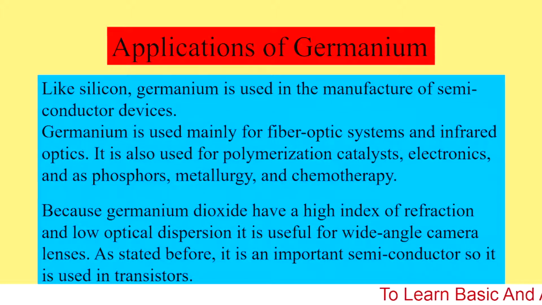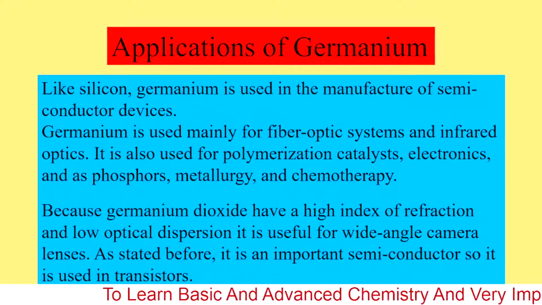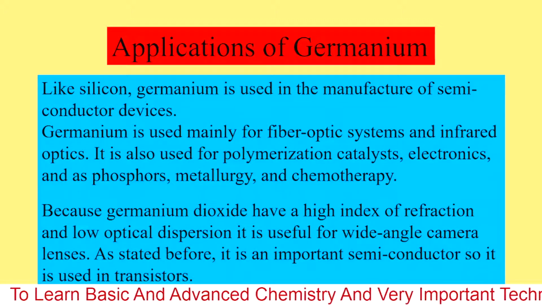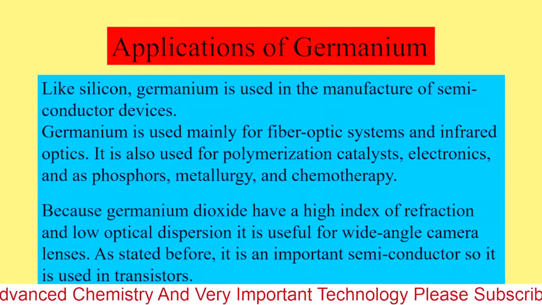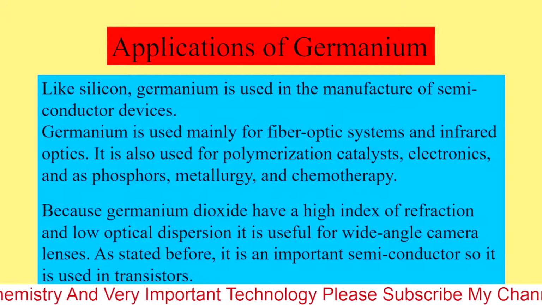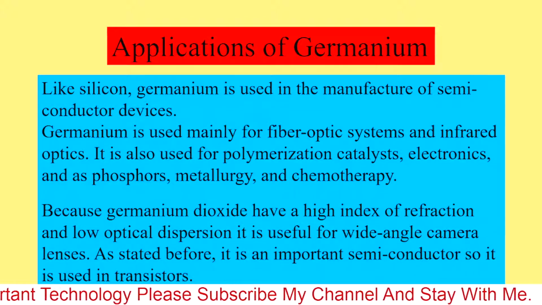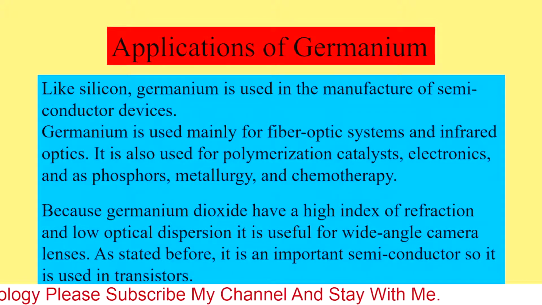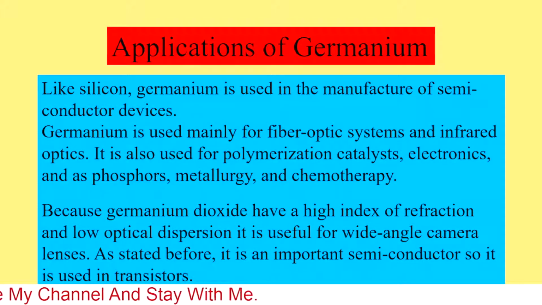That means in some reactions where a polymer can form from monomer compounds, we can get the polymerization. So we can use germanium for some catalytic reactions, some electronics and phosphors. Another term, phosphor. Are you familiar with the word phosphor? Not phosphorus. The term phosphor.